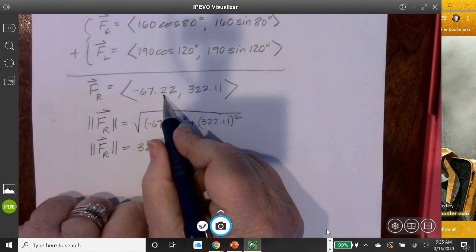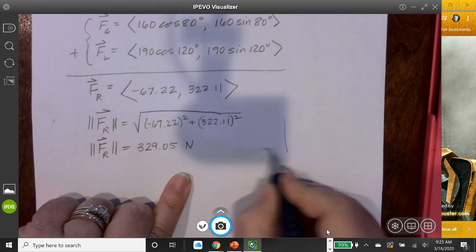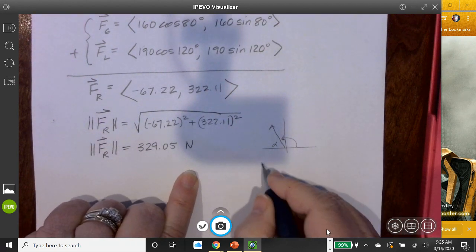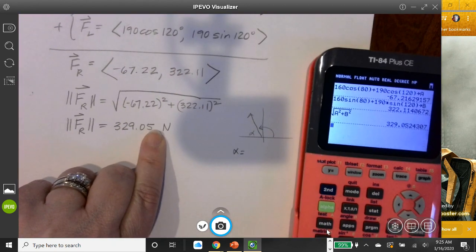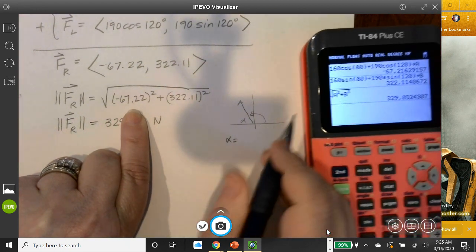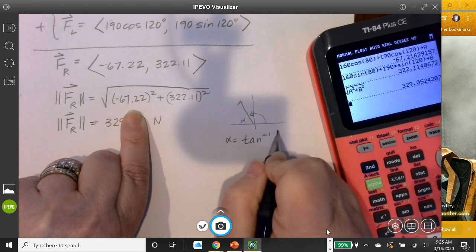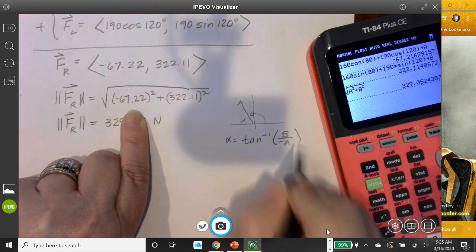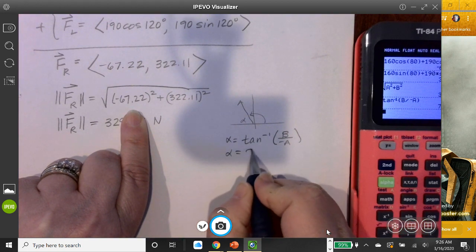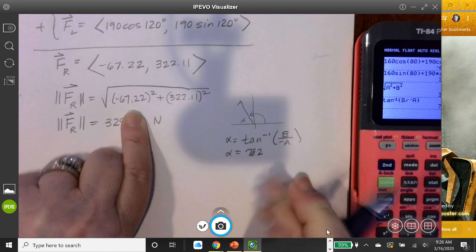Okay, so now I have to find alpha because this is a second quadrant vector, isn't it? So I've got to find alpha and then go 180 minus. So which component is negative? Oh, yes, I heard it from the back. The A is negative. So we're going to do inverse tangent of B over negative A to force it to be positive. So alpha equals inverse tan of alpha B divided by negative alpha A, and we get 78.2.